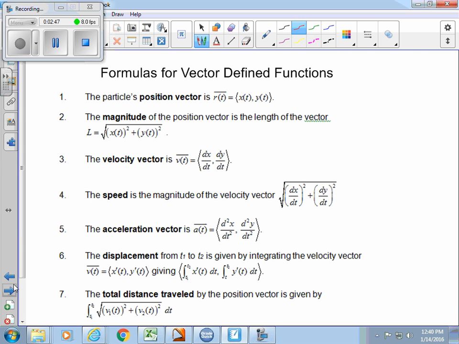So today we're going to learn formulas for vector-defined functions. Vector-defined functions are very, very similar to parametrically defined functions. It probably is in some packet somewhere, the one that's the formula list, but just in case there's one missing, I'd go ahead and write it down. So I'm going to give you a minute to write these down.